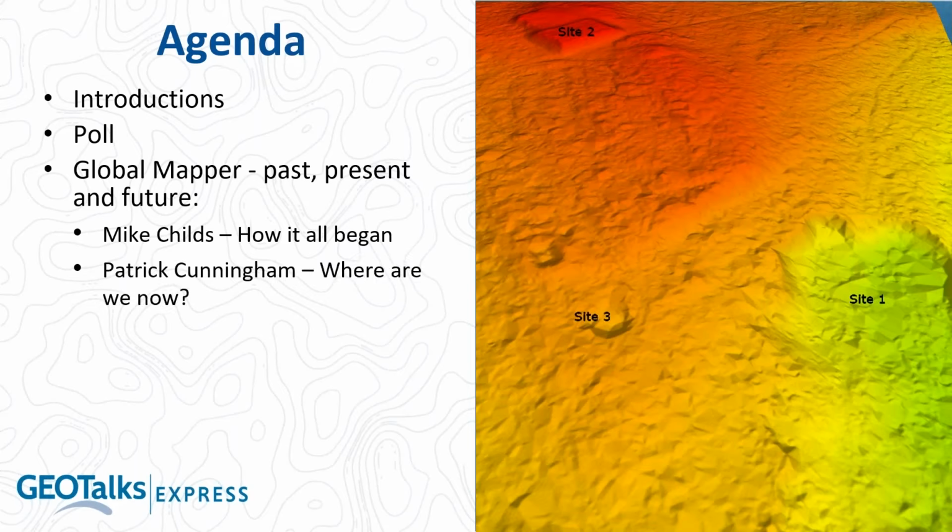Patrick Cunningham, our company president, is going to tell us where we are now. We've made a decision with the release of version 23 to change the structure of Global Mapper, and Patrick's going to put that in a little context for us. You know, why did we make this decision, and where are we going with this new platform?